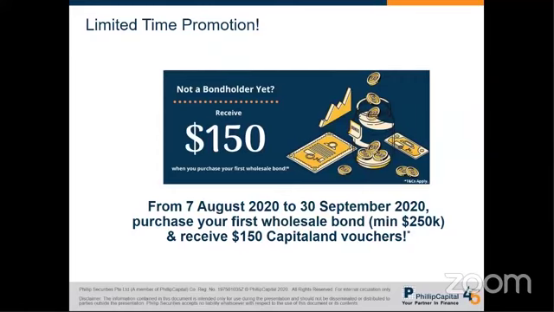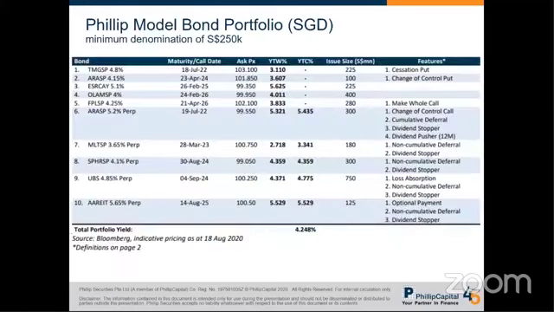If you are not sure which bonds to look at, you may refer to our newly launched Phillip Model Bond Portfolio. This portfolio consists of wholesale corporate bond picks for fixed income investors. The list includes bullet and perpetual corporate bonds, which are denominated in Singapore dollars. Please note that the prices are as of 18 August. If you want refreshed prices and details of the bonds, you can contact the bond desk directly.